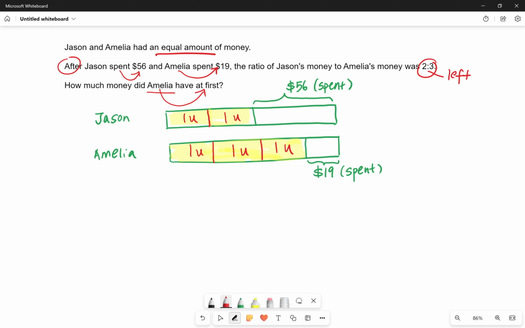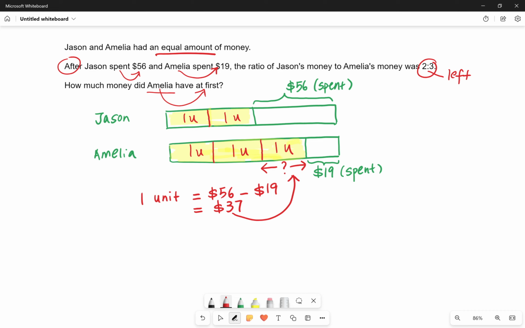With this model, we can therefore now solve for 1 unit. From the model, we can clearly see that 1 unit represents the difference between $56 and $19 spent by both Jason and Amelia, which will bring us to $37, and that is the amount for 1 unit.